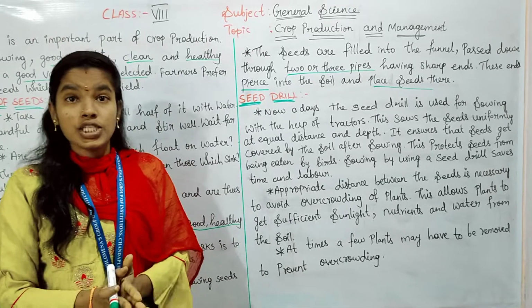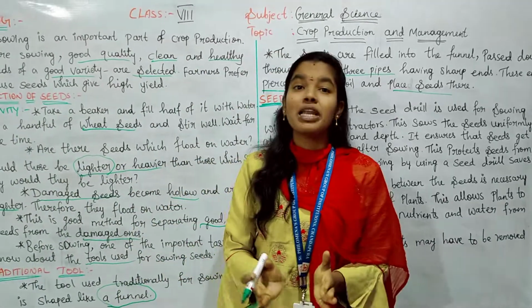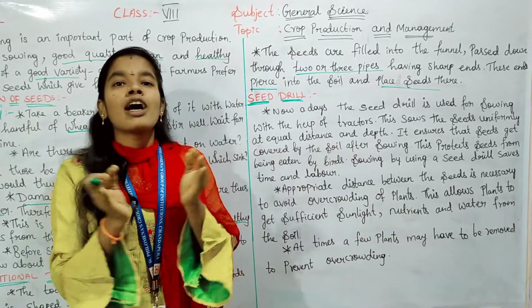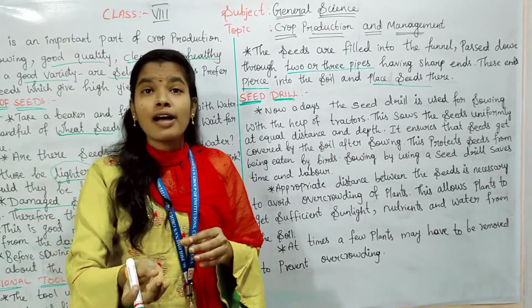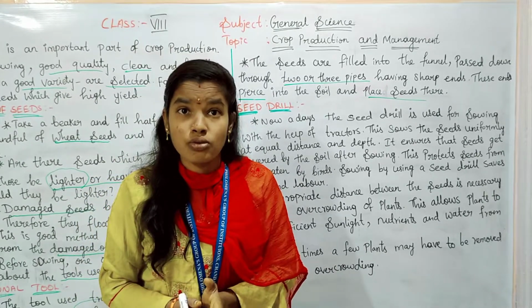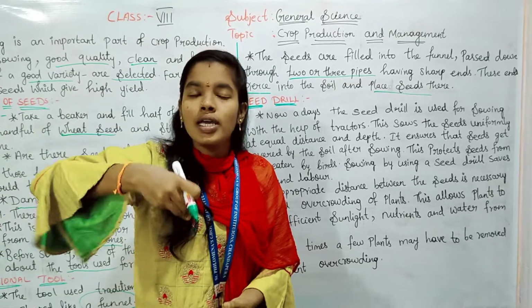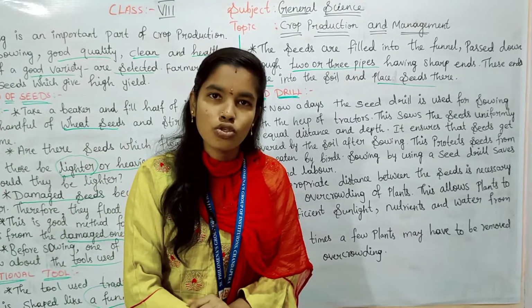So we have discussed the traditional tool. What is it? It is shaped like a funnel. In that funnel we fill the seeds. Then the seeds pass down through 2 or 3 pipes having very sharp ends so that they can easily pierce the soil, and it will place the seeds inside the soil.